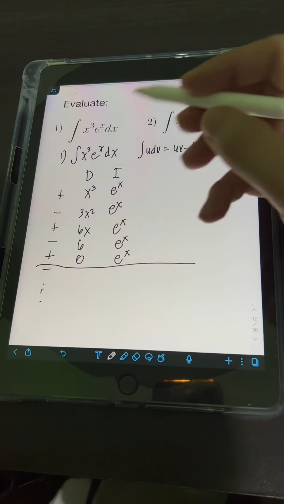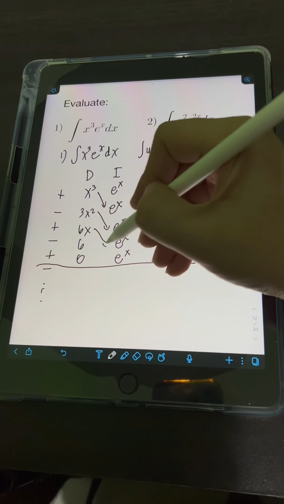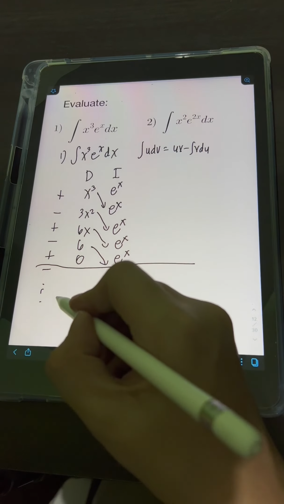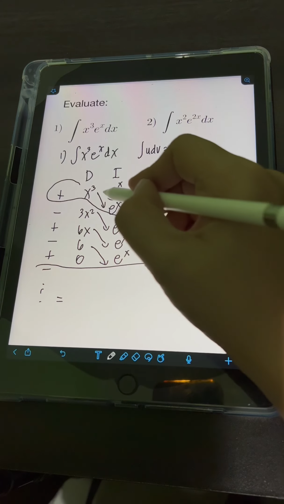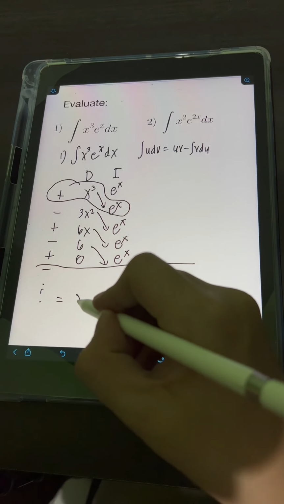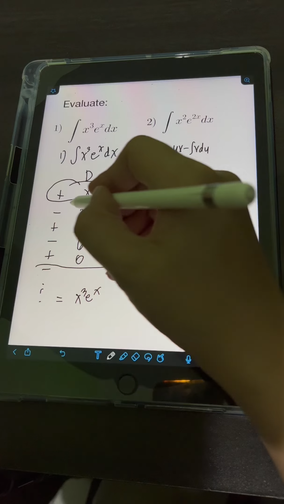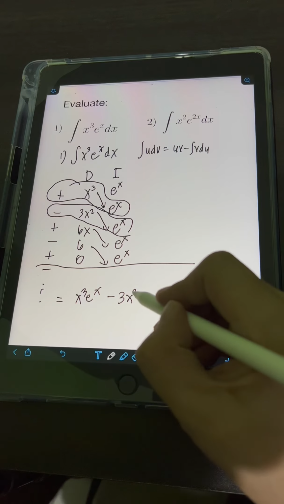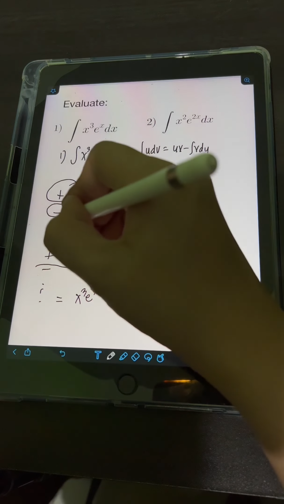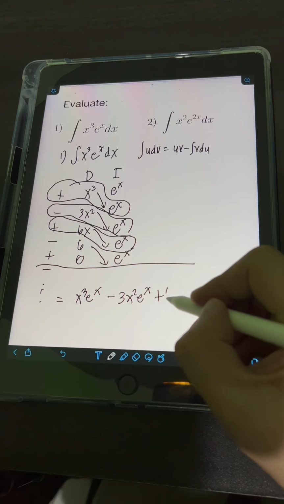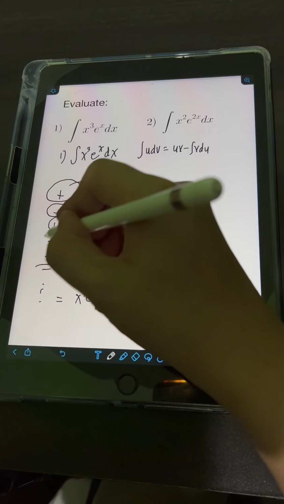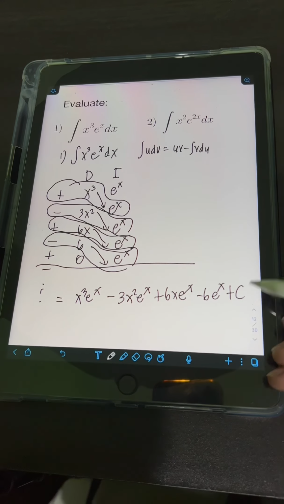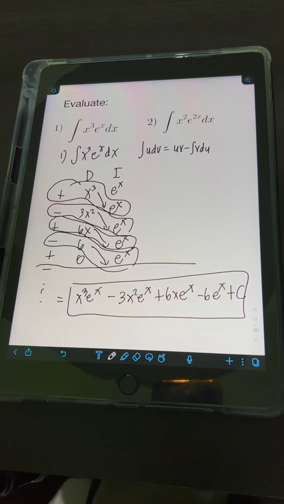Now, to find the final answer, we just need to get the product of the diagonal terms, including the sign convention at the side. So we will have positive x cubed times e raised to x, or simply x cubed e raised to x. Then, negative 3x squared e raised to x. Then, positive 6x e raised to x. Lastly, negative 6 e raised to x. Then don't forget plus c for the constant of integration. So this is the final answer.